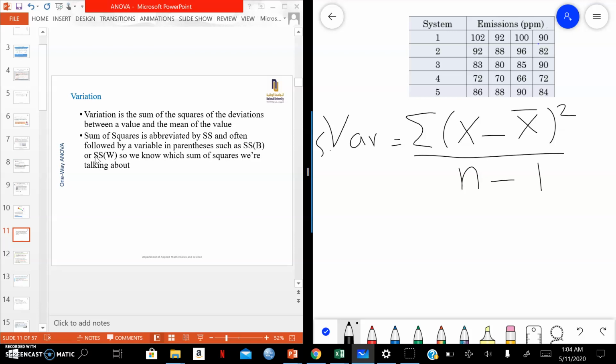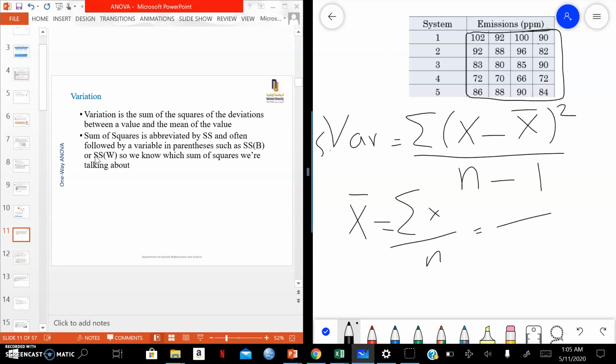Now let's consider that this data is not classified. They belong to one group, regardless of their system. They are just one group of raw data. Now, in order to compute the variance for these data, we first have to get the mean. And how do we get the mean? We get the mean by the summation of all x's divided by n.